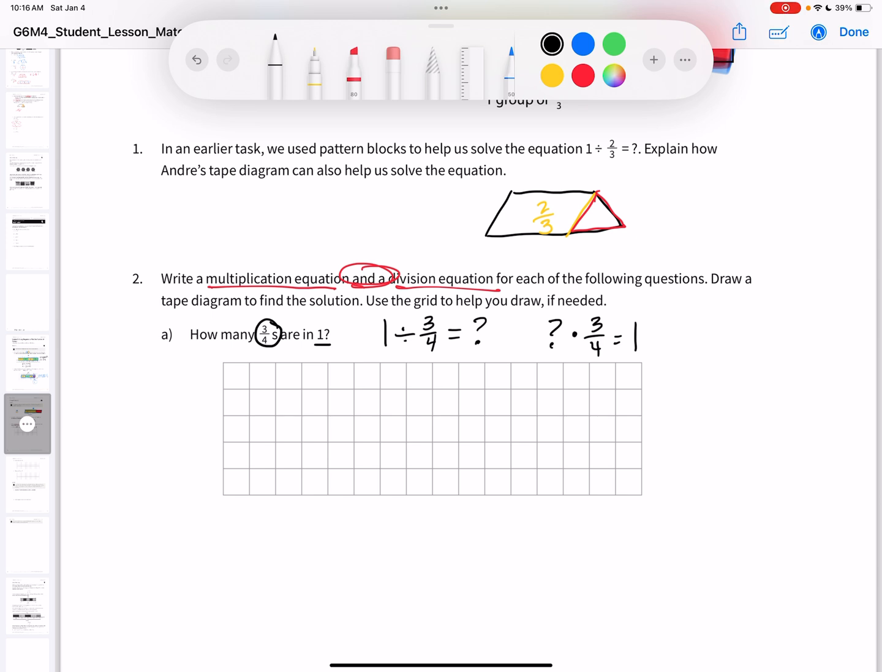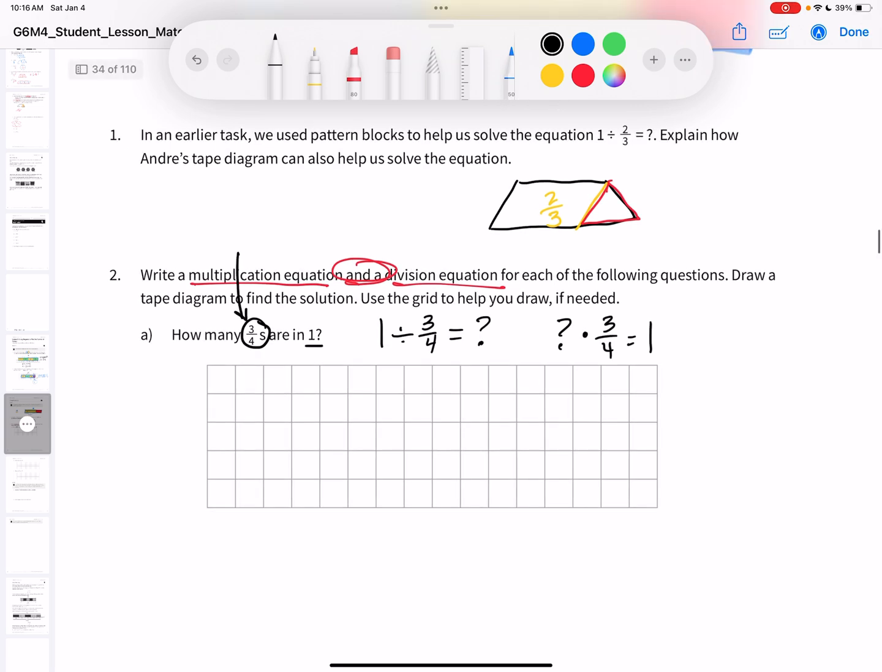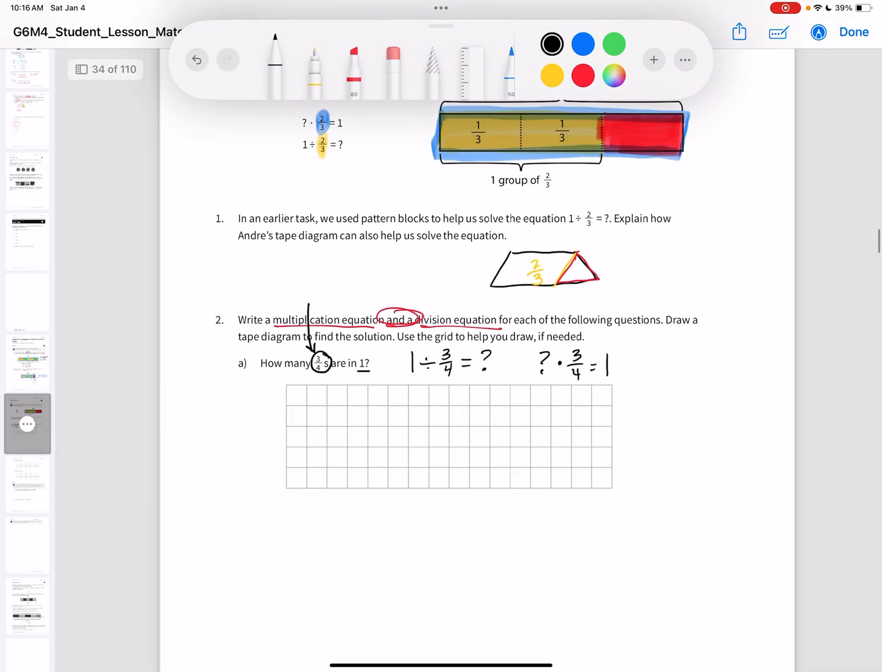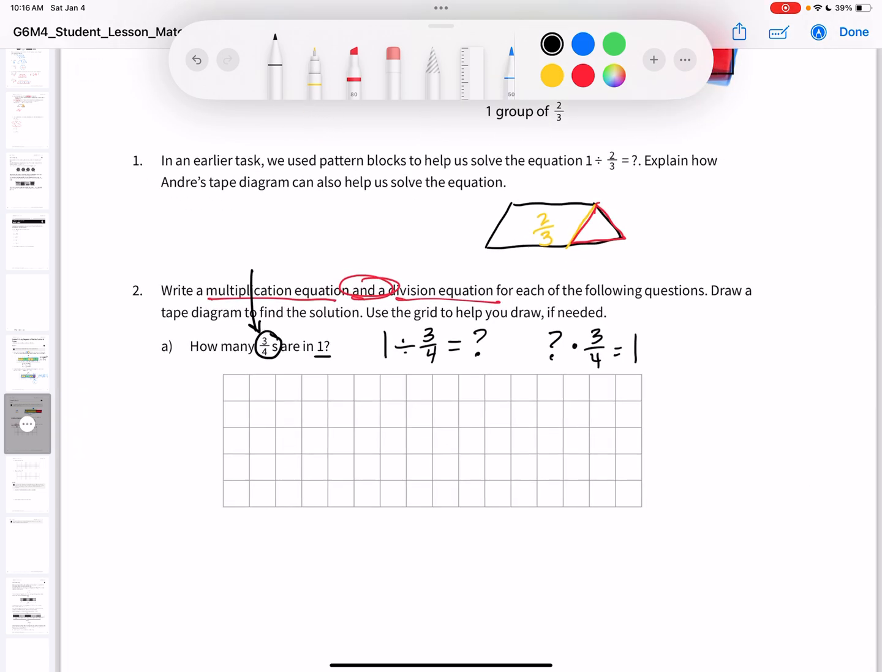All right, here we go. As I go to draw, I need to break my 1 up into things that I can easily work with. This is going to give me my hints. We're doing 3/4, so I really need to break this into 1/4. And how many 1/4 are in 1? Well, 4. So as I draw, that's what I'm going to do. 1, 2, 3, 4. That's going to be called my 1. All right, so that's my whole.